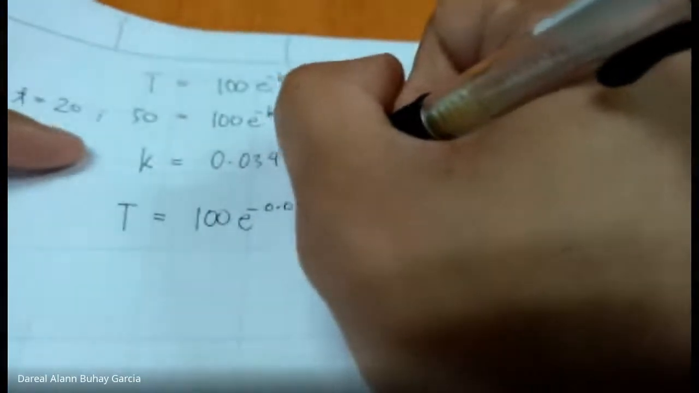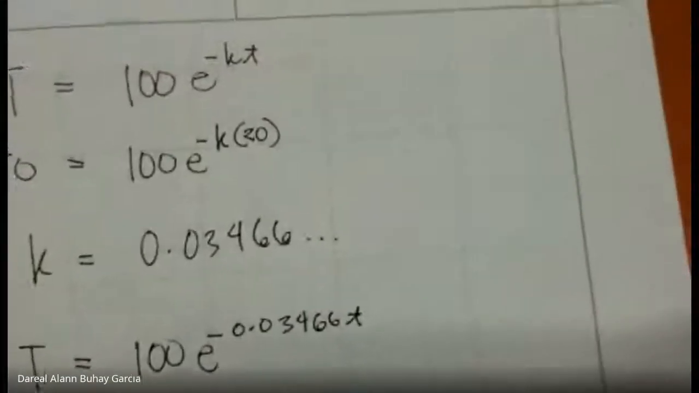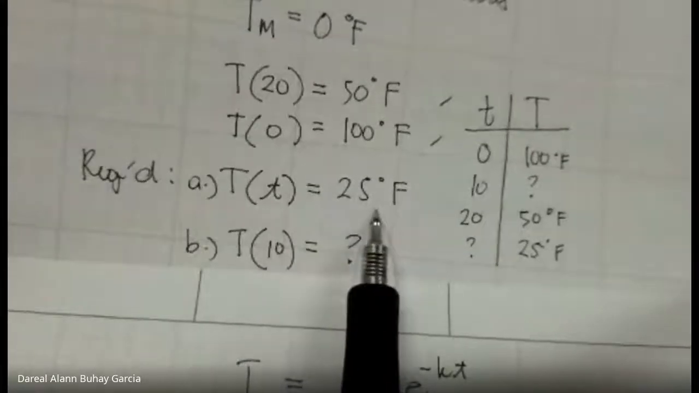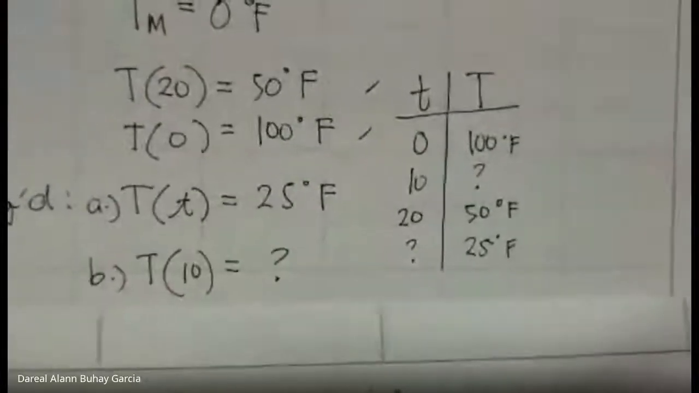First, what is the time when the temperature is 25 degrees Fahrenheit? Box. Dili malimutan. A. What is the time when the temperature is 25? So, algebra lang yapon. This is 25 is equal to 100 e negative 0.03466 times T. Solving for T.